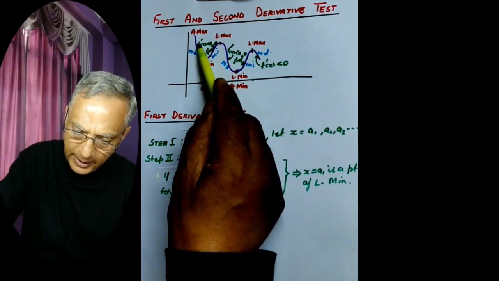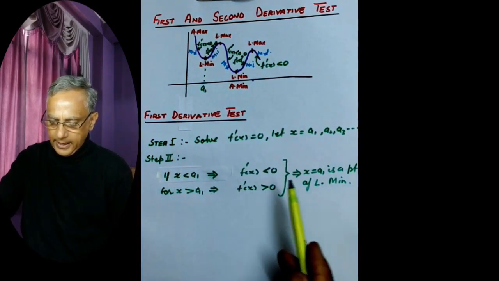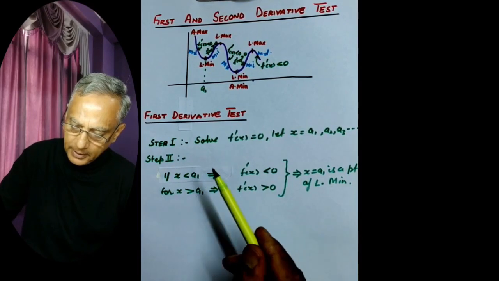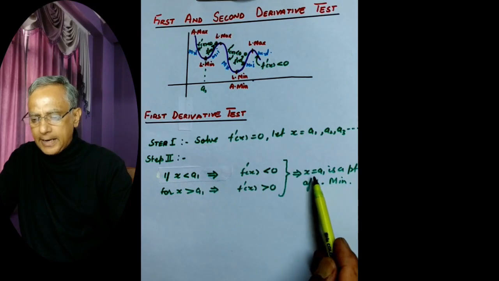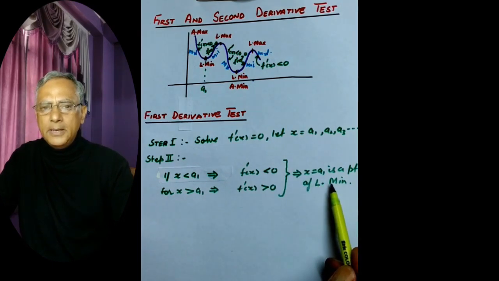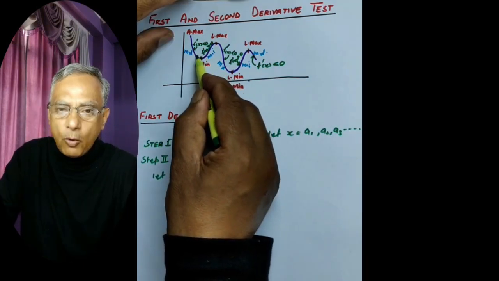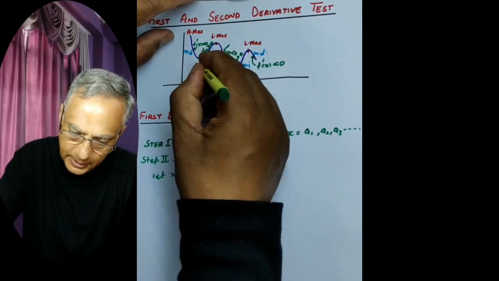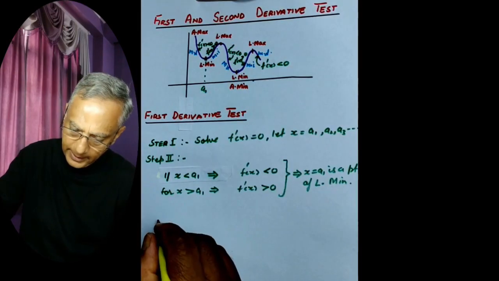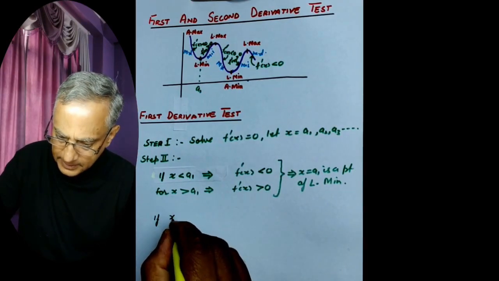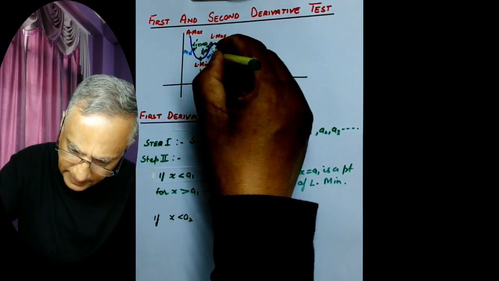If the sign of the derivative, that is f dash x, changes from negative to positive, then this will be a point of local minimum, and the value of the function at this point will be called local minimum value. You have to check the sign only in points very near to a1. This is the point a1. Let this be a1. And let this be the point a2.